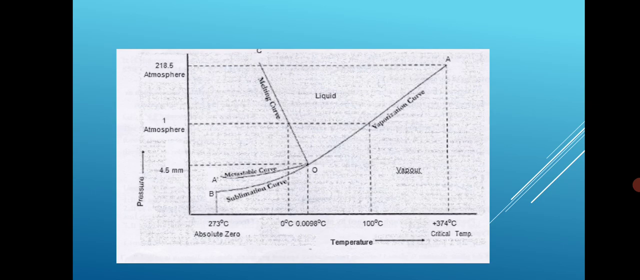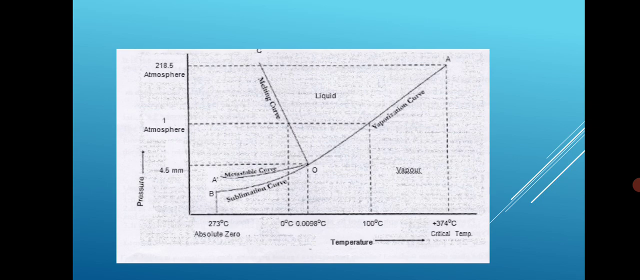Then curve OB. Curve OB is called the sublimation curve. It represents the equilibrium between ice and vapor. At any point along the curve, the equilibrium exists between ice and vapor. Applying the phase rule equation, F is equal to C minus P plus 2. Putting the values of C and P, we get F is equal to 1. The equilibrium extends up to absolute zero, minus 273 degrees centigrade. Here only ice exists at this temperature.